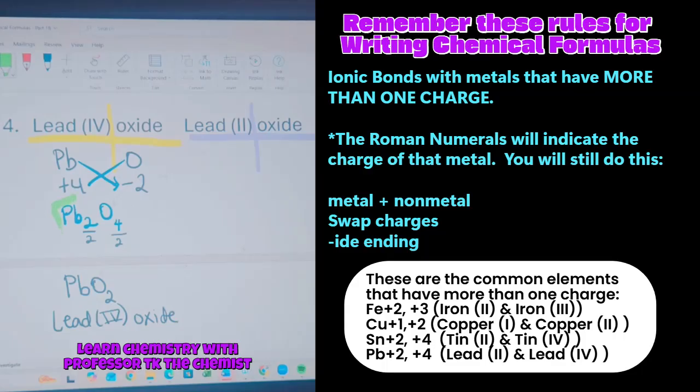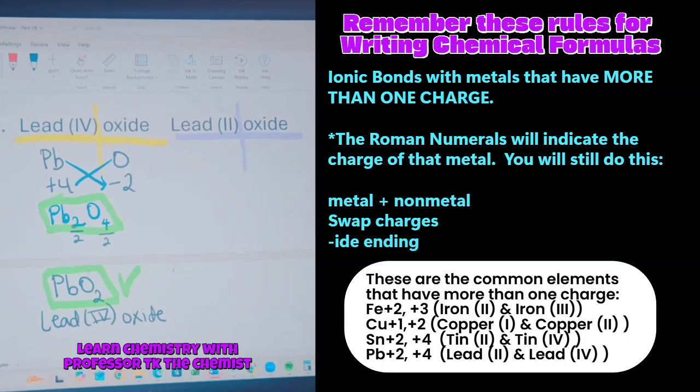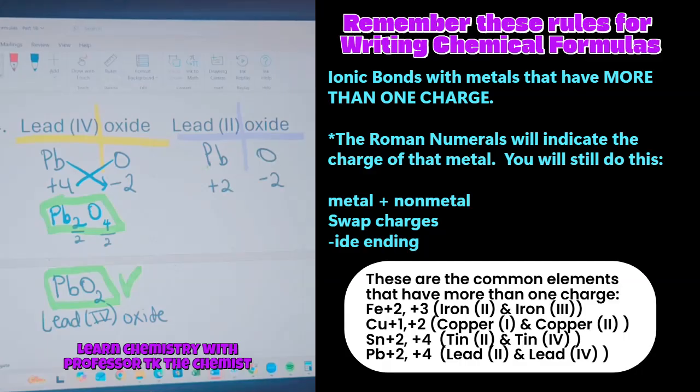But again, either answer would be fine, but it depends on what your teachers would prefer. 90% of them will want the one that's here, okay? Now, check this one out. If I write lead 2 oxide, watch this. Lead, Roman numeral 2 oxide, means that the 2's have canceled out. And so therefore your answer here is PbO.